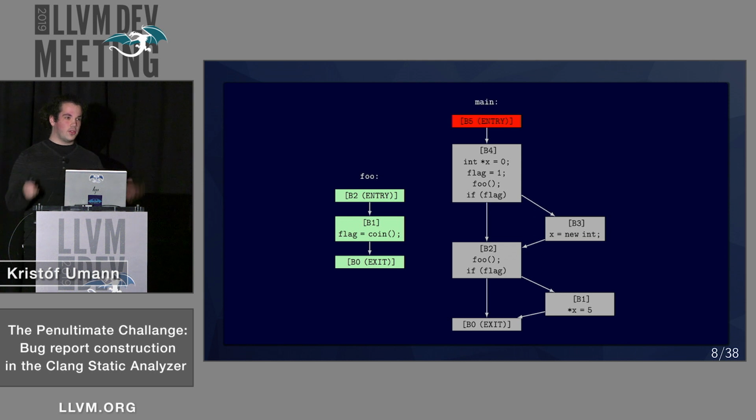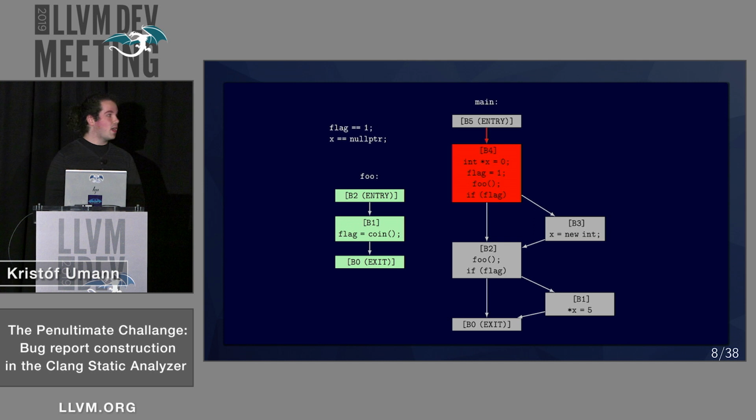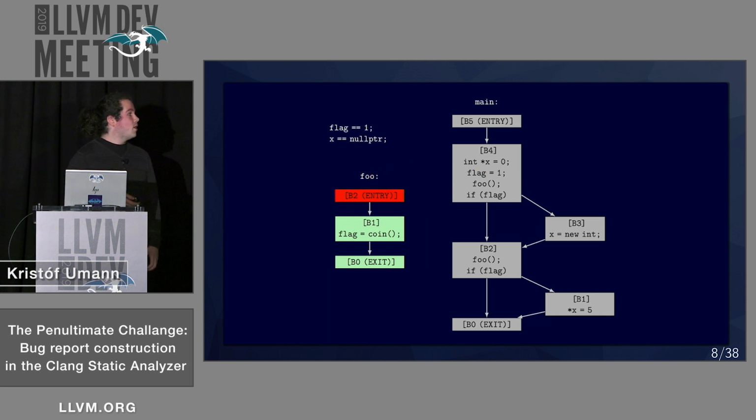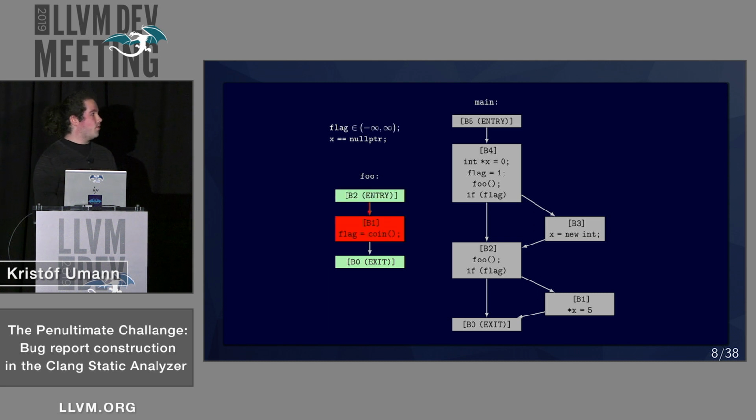So it will start in the control flow graph of function main, and it will jump from the entry block to block 4, where it will note that flag's value is true and x is a null pointer. After seeing the function call to foo, it will jump from main's control flow graph to foo's control flow graph. And this is the process that we like to call inlining. So in some sense, you could say that the algorithm still works intraprocedurally, but within another function. Symbolic execution continues in foo. It will note that flag's value changes to an unknown value right here.